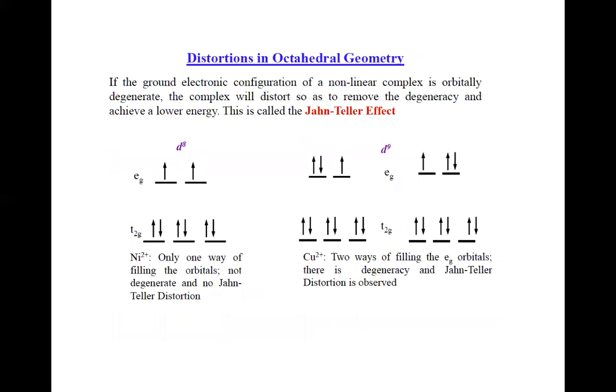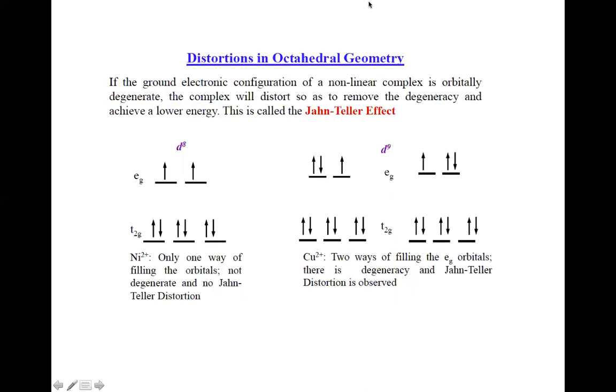Now, the distortion in an octahedral complex is mainly due to an effect known as the Jahn-Teller effect. By definition, if the ground electronic configuration of a nonlinear complex is orbitally degenerate, the complex will distort so as to remove the degeneracy and achieve a lower energy.